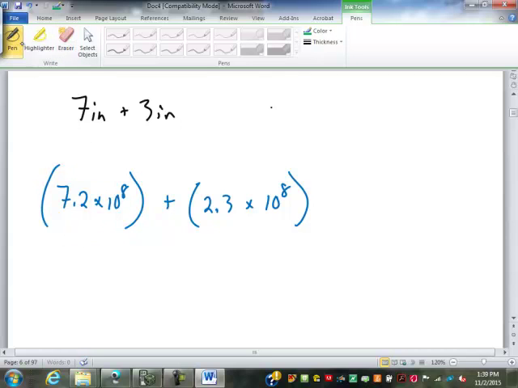So when we add, we combine counts. What is 7.2 plus 2.3? 9.5. And then we keep the same name. So 10 to the 8th plus 10 to the 8th is 10 to the 8th. Keep the same name.